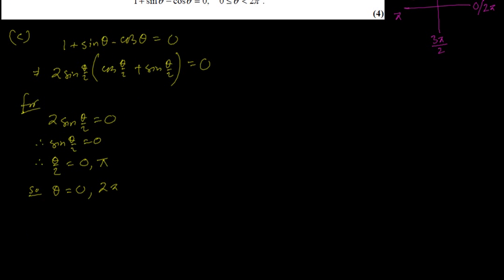So for cos theta by 2 plus sin theta by 2 equals to 0, this part equal to 0. Now we can send this to the other side, so we can write sin theta by 2 equals to minus cos theta by 2. Then we can divide this with cos theta by 2.